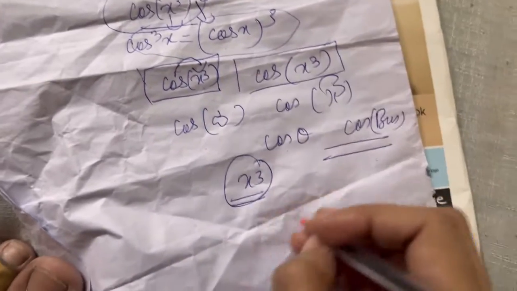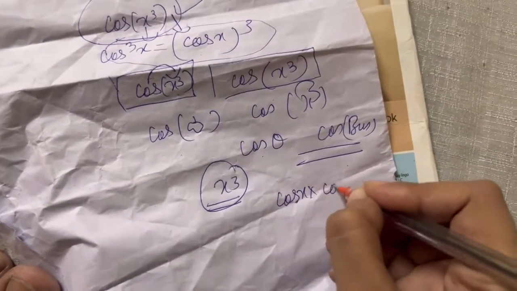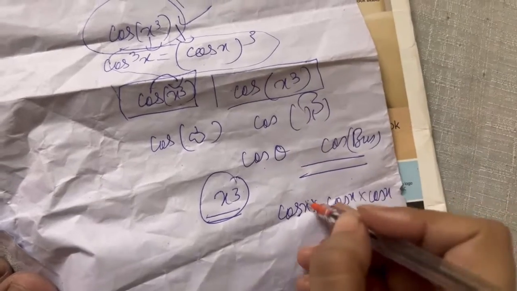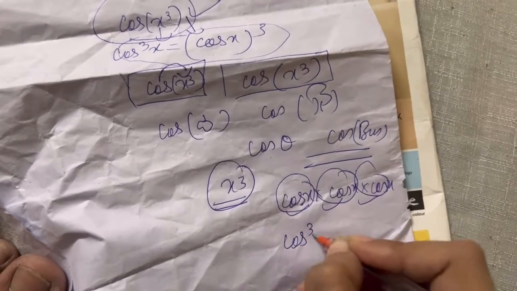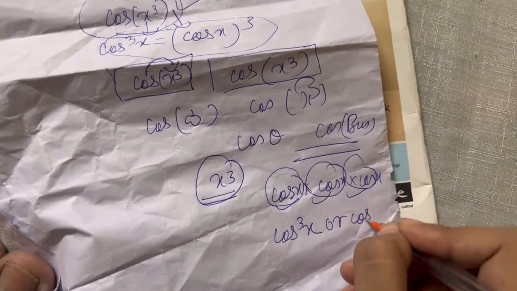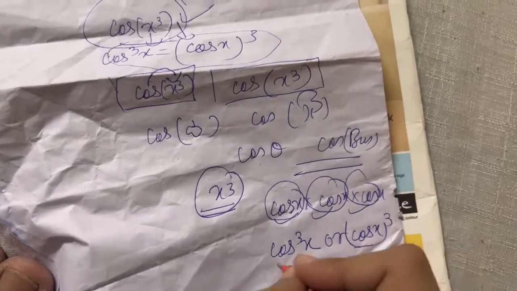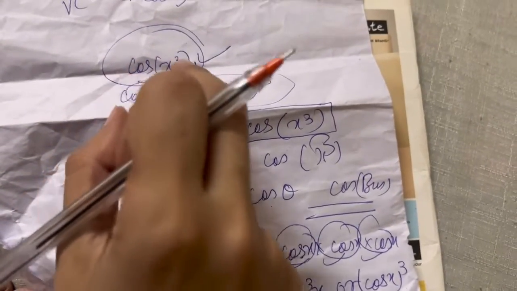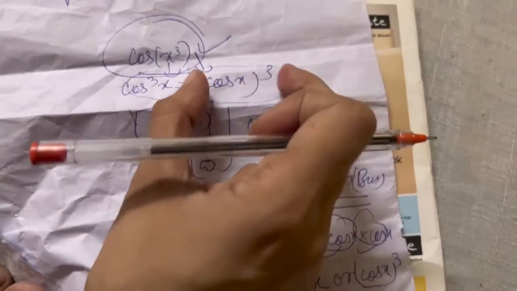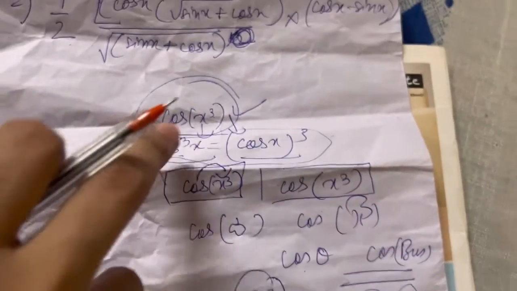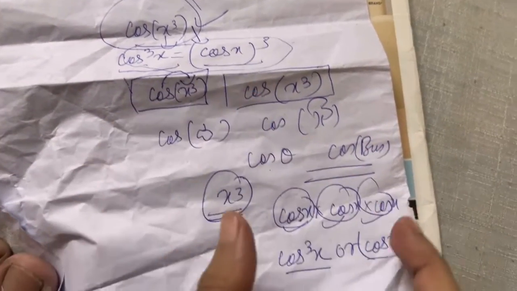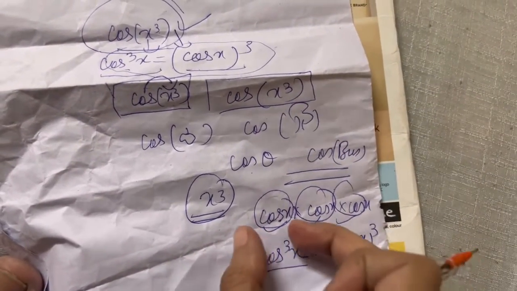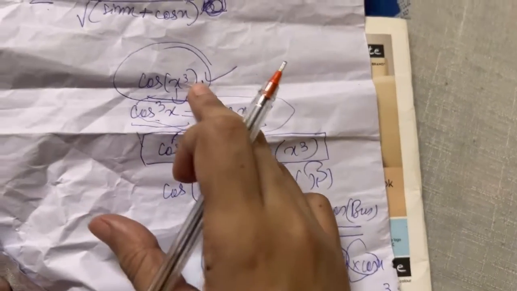But cos cube x means cos x into cos x into cos x, 3 times. When cos x, cos x, cos x get multiplied 3 times, we get cos cube x, or you can also write it as cos x whole cube. So you need to understand cos x cube and cos cube x or cos x whole cube, they aren't the same. Cos cube x and cos x whole cube are definitely the same, but cos x cube is not the same. Cos cube x or cos x whole cube is when you multiply the function cos x thrice, and this is a different identity.